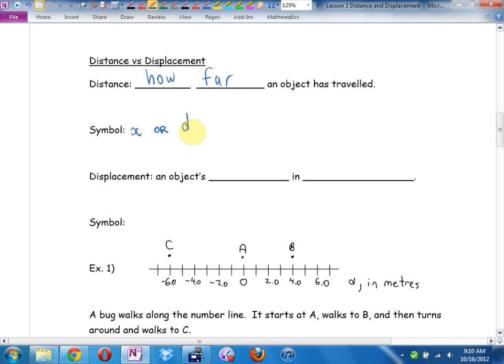Displacement. Displacement is an object's change in position. Symbol, vector, or vector.